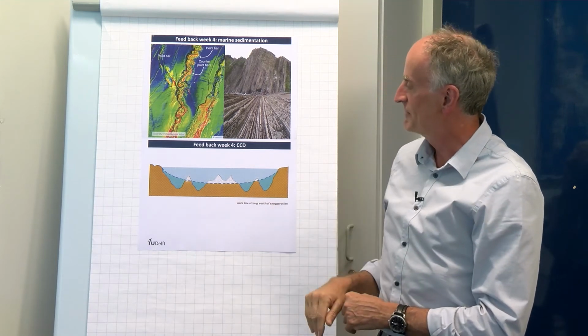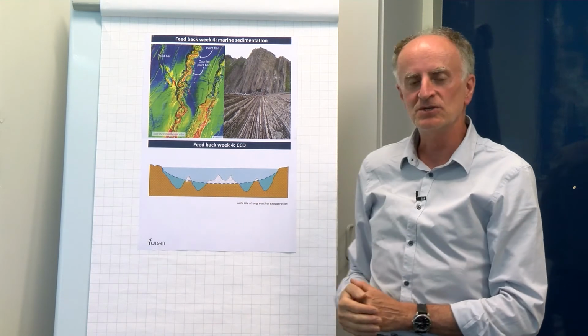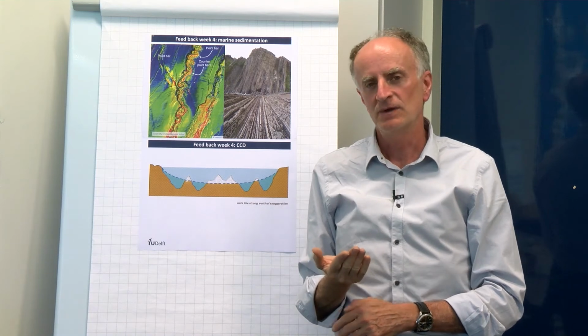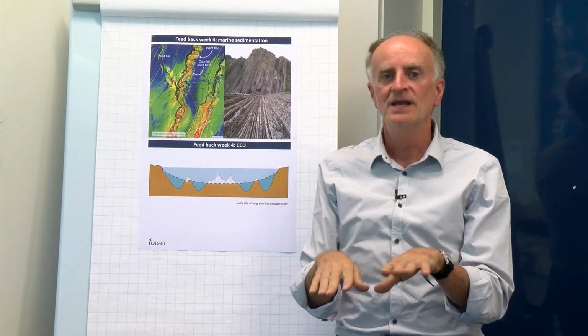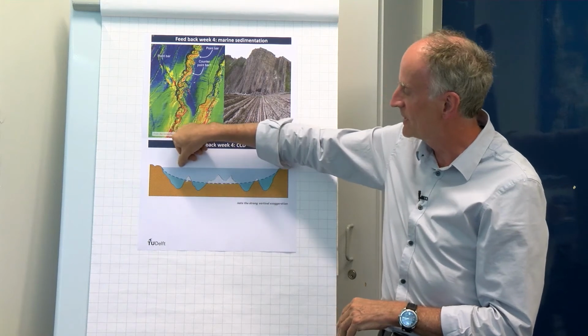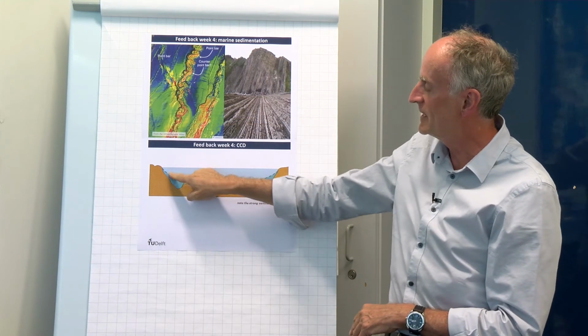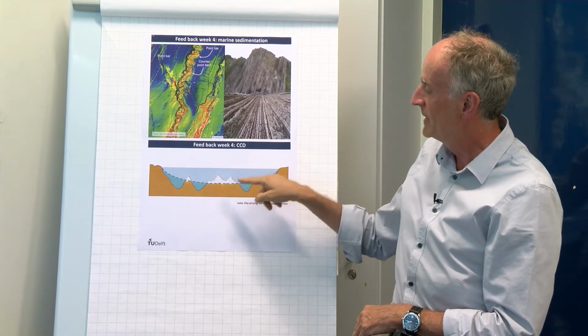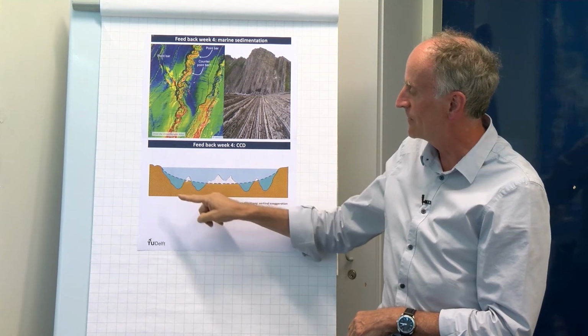One of the features which was mentioned in the feedback is the CCD, which is carbonate compensation depth, which is the depth under which no carbonates are found. What happens is that there are organisms, plants and animals living in the uppermost part of the water column. They die and they tend to sink down.